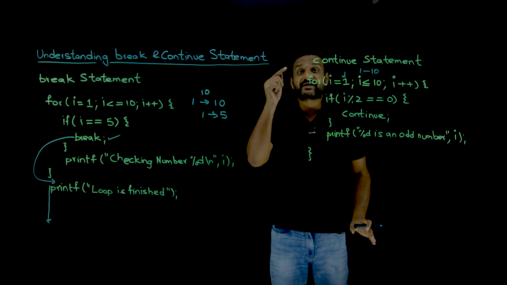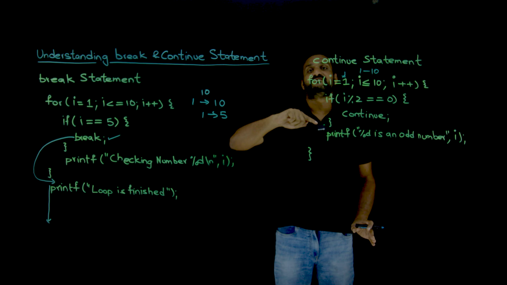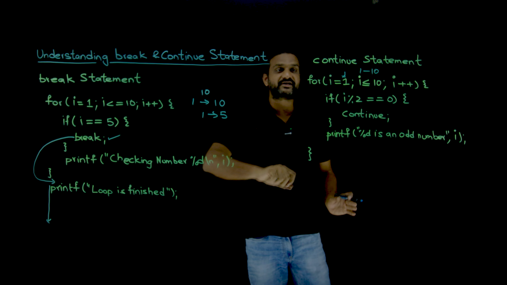Means whenever we come across an even number, we are going to skip that iteration and continue with the next one. So how have I written that program? That we will try to understand.